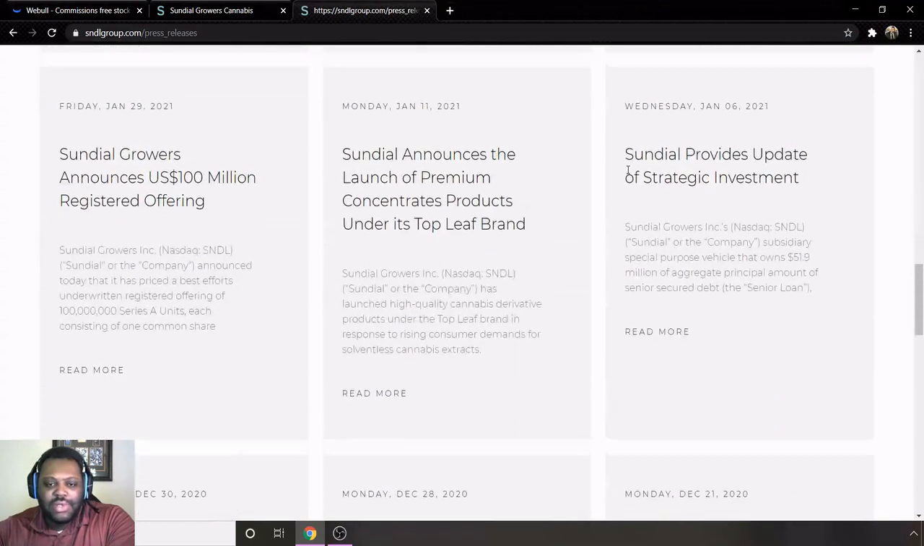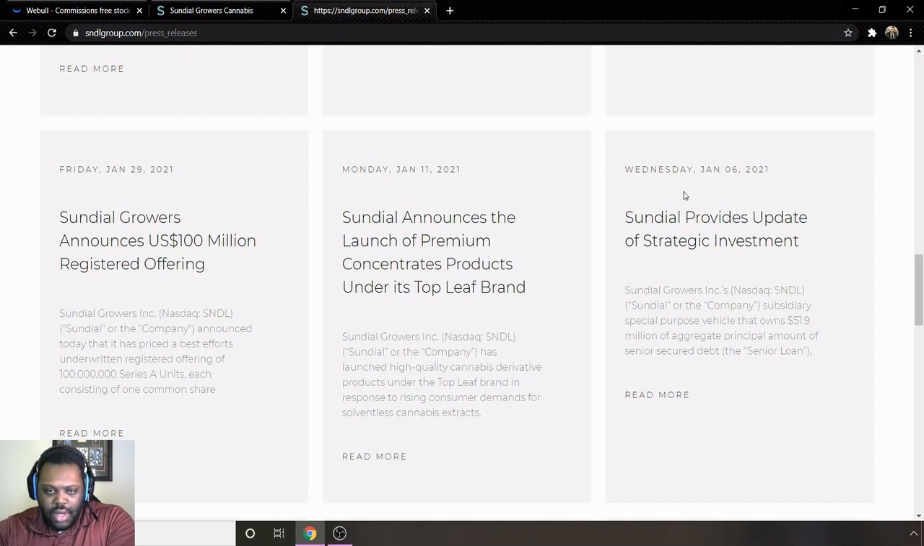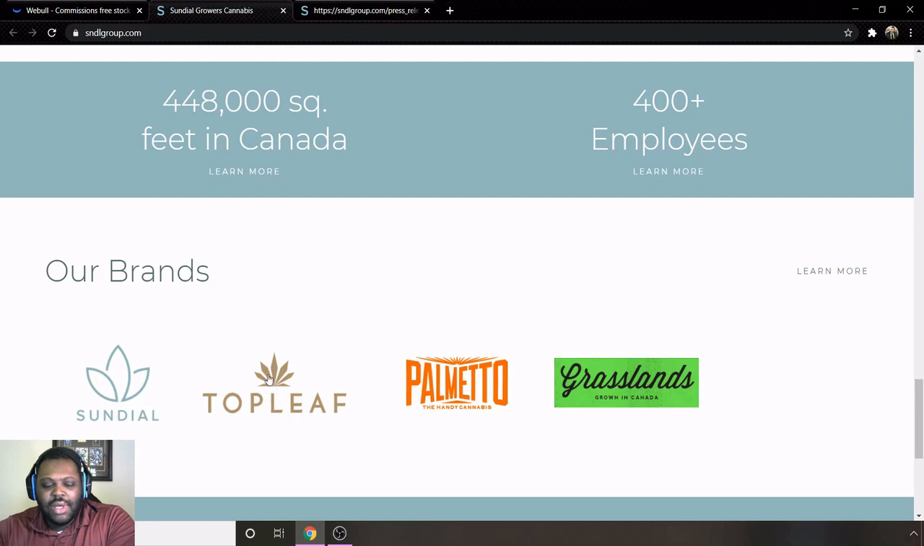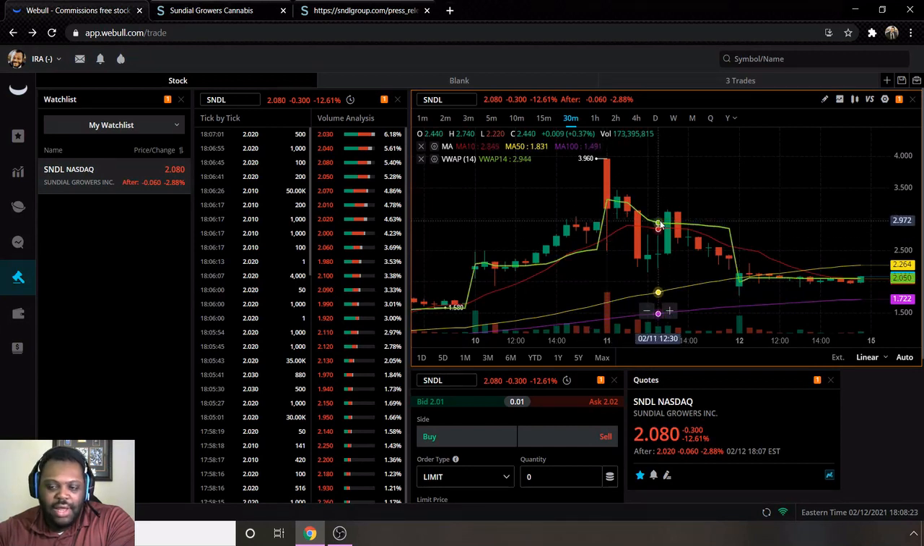Also in press releases, we can see that they launched a new concentrate under their Top Leaf brand. If we go back to here, under Top Leaf, their subsidiary. So overall, I think they're making a lot of moves. They are a Canadian-based company though, so just bear that in mind when looking at them. If you are in the U.S., they may move a lot differently than a company in the United States does.